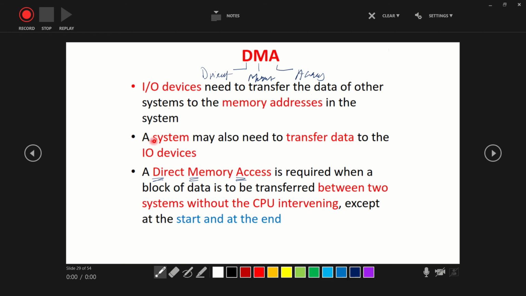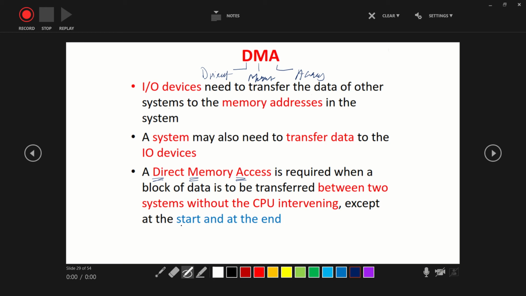So this is a system which may also need data transfer in the IO devices. A bulk of data is transferred between the two systems without the CPU intervening, which means the CPU work will not be disturbed, except at the starting and at the ending.